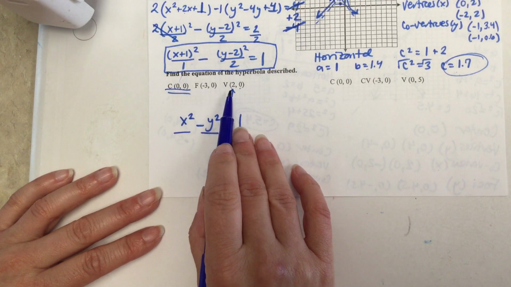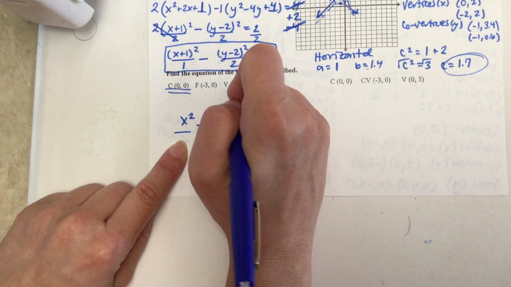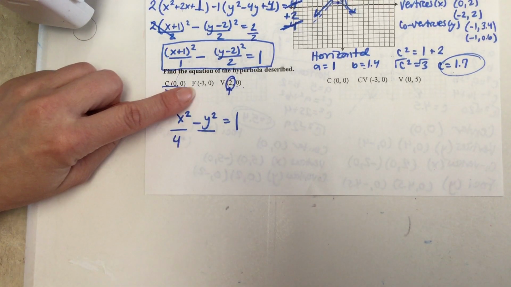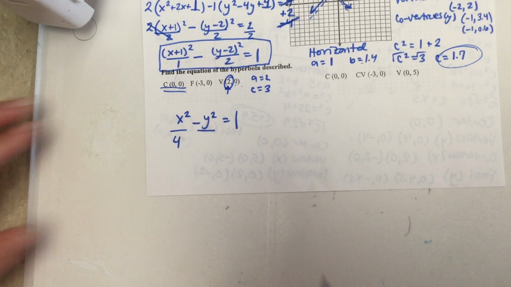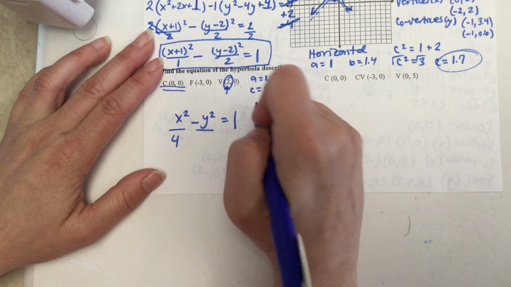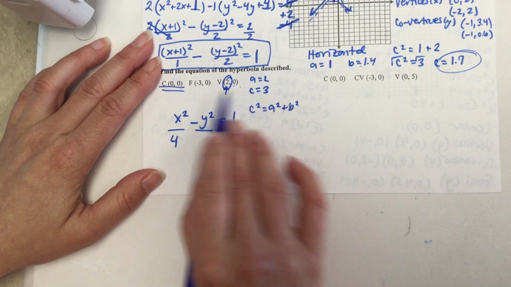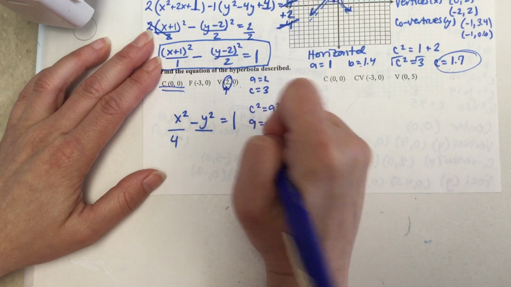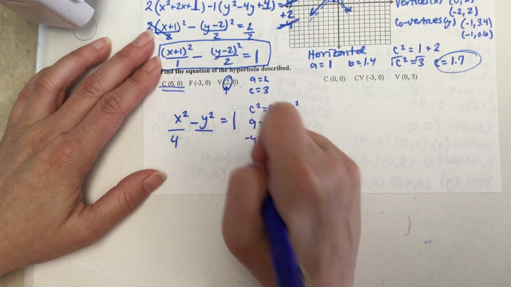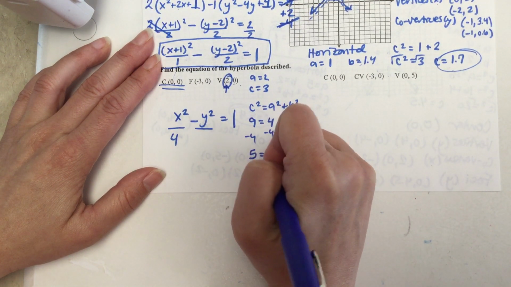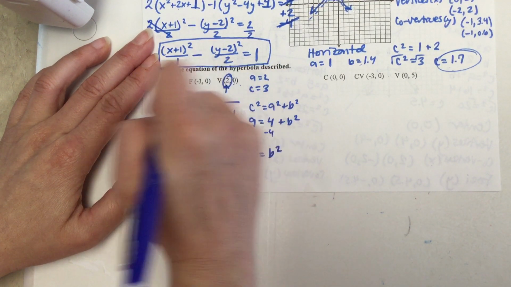Now, a is what you add and subtract to get your vertices. The bottom of the fraction is a squared. So you would take 2 squared, and that's a 4. Now this is c. Okay, so a is 2, c is 3, because you add and subtract it. I need b squared. The formula is c squared equals a squared plus b squared. Well, if c is 3 or even -3, if you square it, it's 9. A is a 2. 2 squared is 4 plus b squared. So if I subtract 4 from each side, 9 minus 4 is 5. So b squared equals 5. This is a squared, this is b squared, so it's 5, and you're done.